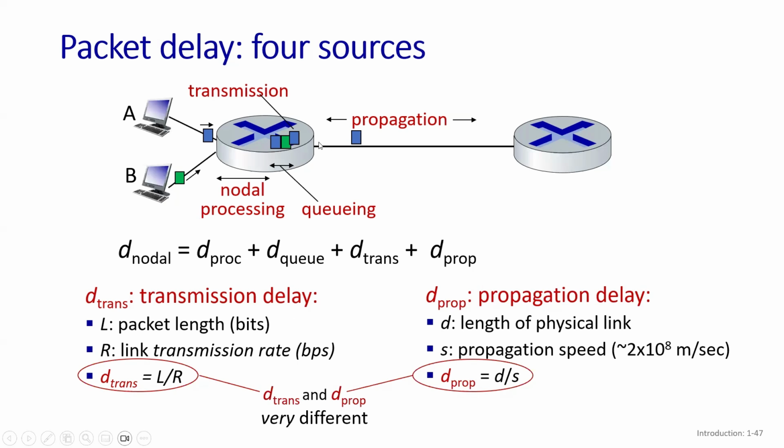Propagation delay is the time it will take for this packet to go from one node, once it's transmitted on the link, to the other node. That is the propagation delay. So this is D by S. Now the propagation speed really varies depending upon the transmission medium, but it's usually 2 cross 10 raised to 8 meters per second, a little less than the speed of light.